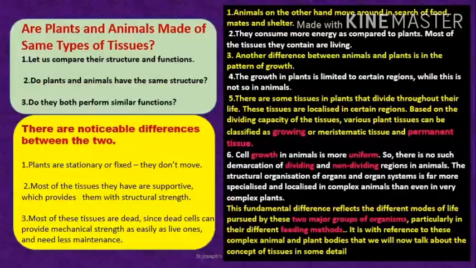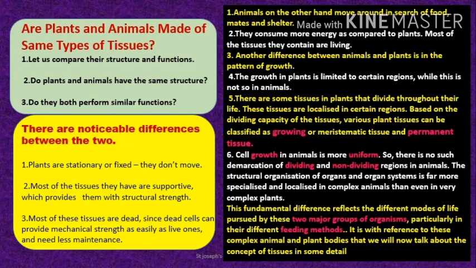Few questions for you. Are plants and animals made up of the same type of tissues? Let us compare their structure and functions and try to answer this question. Do plants and animals have the same structure? Do they both perform similar functions? There are some noticeable differences between these two. So here, what are those noticeable differences? Let us find out. Now, the first is about the plants.